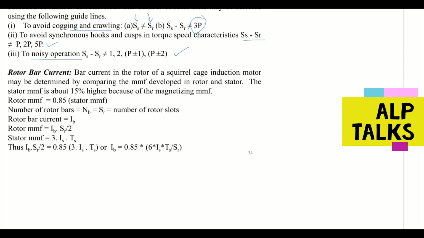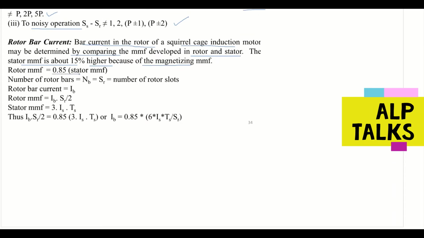So, what about rotor bar current? The bar current in the rotor of a squirrel cage induction motor may be determined by comparing the MMF developed in the rotor and stator. The stator MMF is about 15% higher because of the magnetizing MMF, and the rotor MMF is 0.85. So, if you take the stator MMF as 1, the rotor will be 0.85.